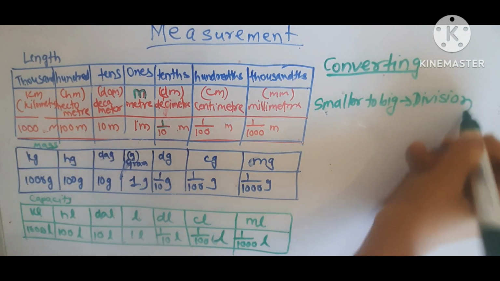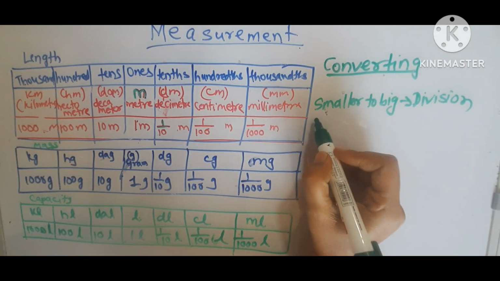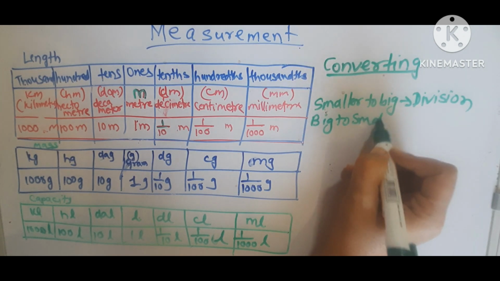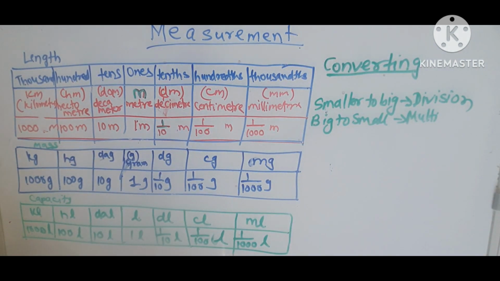And whenever we are converting from a bigger unit to a smaller unit, then it's multiplication. Big to small unit, it's multiplication. Okay, let's check with some examples.